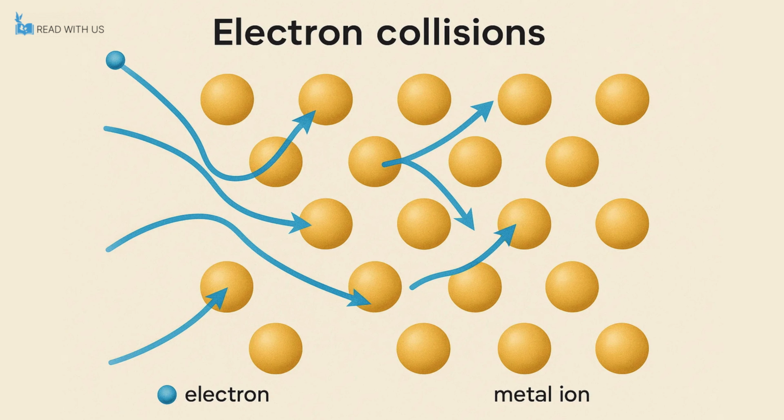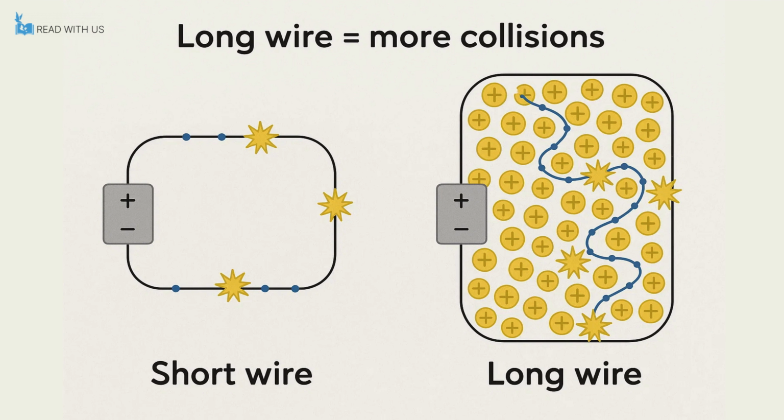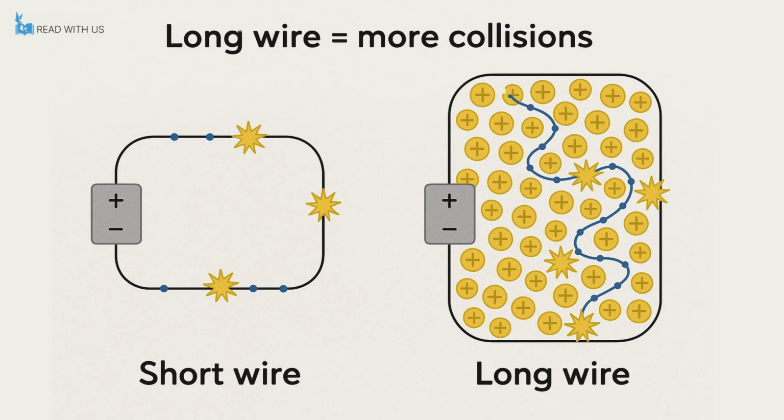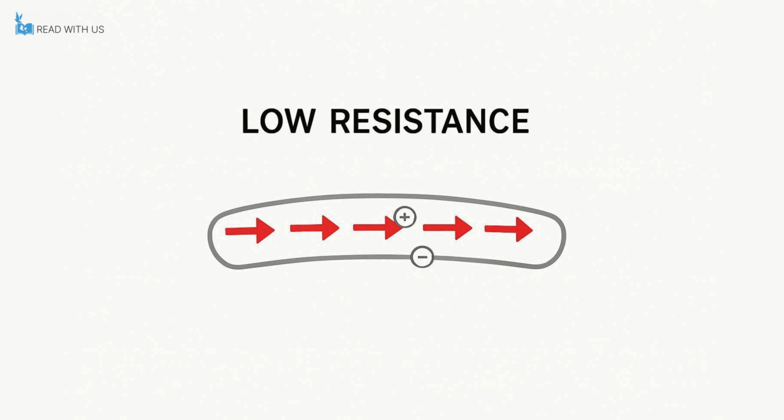When electrons flow through a metal wire, they move forward by colliding with the metal ions inside the wire, and every collision slows them down. The more collisions the electrons experience, the higher the resistance becomes. A longer wire contains more metal ions, and therefore electrons collide more frequently, which increases the resistance. A shorter wire contains fewer ions, and the electrons collide less often, so the resistance is lower.